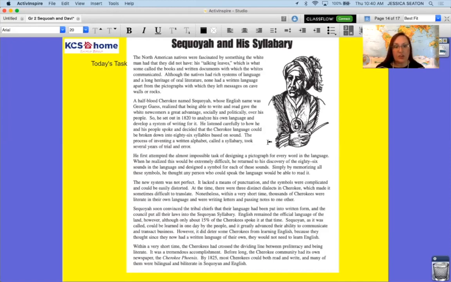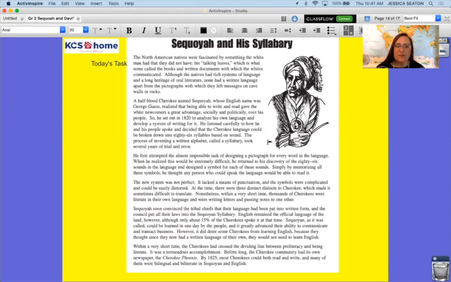A half-blood Cherokee named Sequoia, whose English name was George Guess, realized that being able to write and read gave the white newcomers a great advantage socially and politically over his people. So he set out in 1820 to analyze his own language and develop a system of writing for it. He listened carefully to how he and his people spoke and decided that the Cherokee language could be broken down into 86 syllables based on sound.